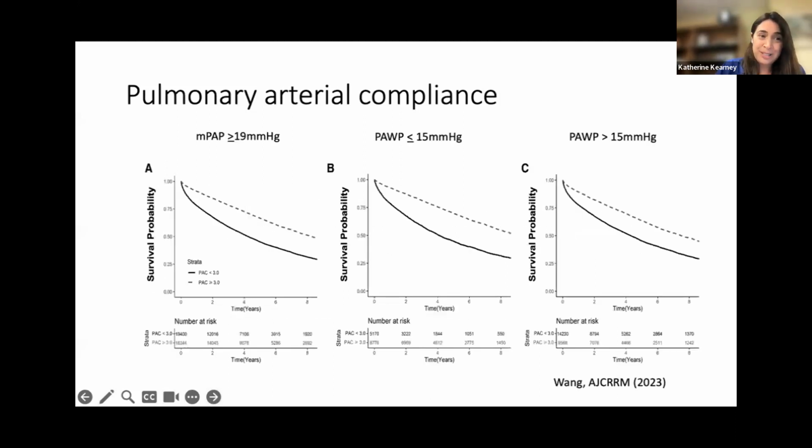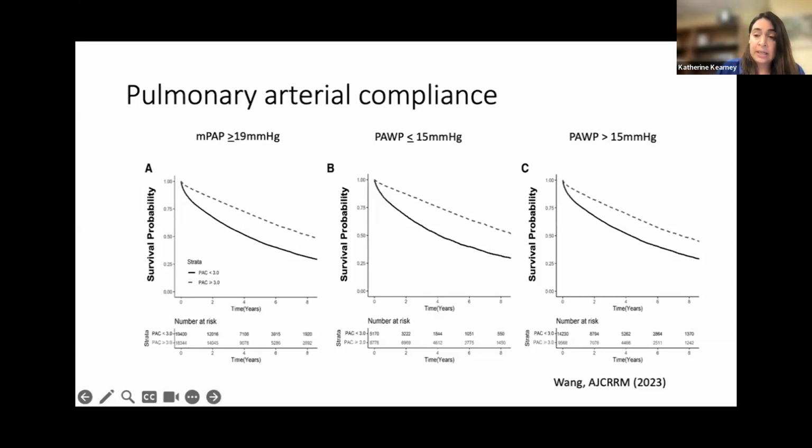So what is the relevance of pulmonary arterial compliance? These are Kaplan-Meier curves from an interesting analysis of the VA database again, utilizing the stroke volume over pulse pressure PAC calculation, undertaken by Wang et al. In patients with mild pulmonary hypertension, which they defined as a mean pulmonary artery pressure between 19 and 24 millimeters of mercury, this shows an estimated 1-year survival of 22% in those with a PAC less than 3 mL per millimeter of mercury, and 9% in those who had a PAC greater than 3 mL per millimeter of mercury.